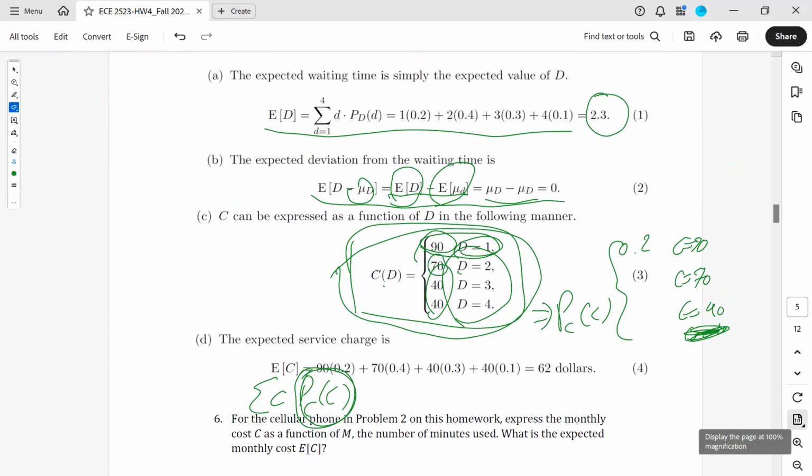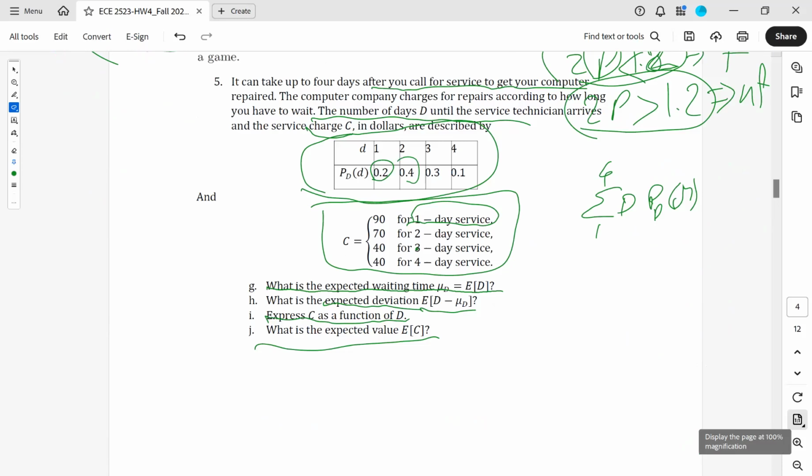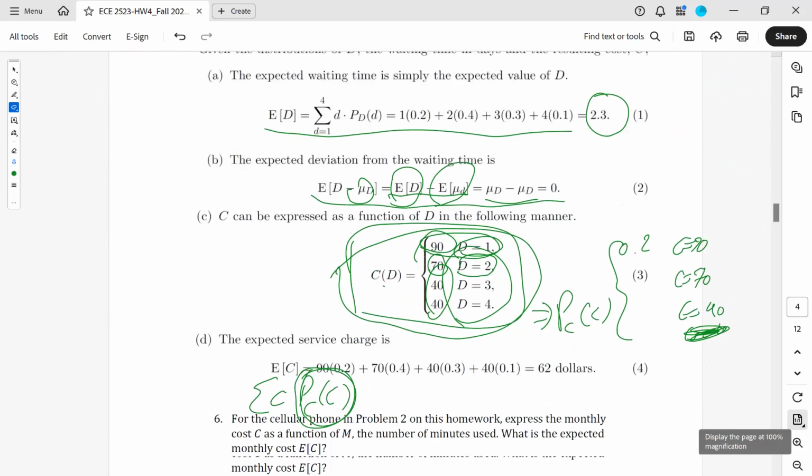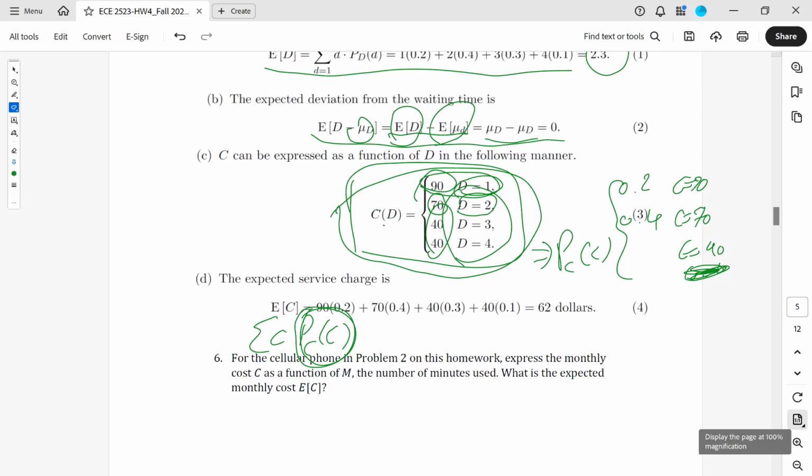For C equal to 70, D should be 2, correct? What is the probability of that? 0.4. Now you have two ways to calculate the probability of C. One way is to calculate, okay, what is the probability of C becoming equal to 40, which means either D is 3 or 4, which means the summation of the probabilities. So this one is 0.3 plus 0.1, which is 0.4. This is one way. Another way is that the summation of these three values should add up to 1. So you have the 2, you could calculate the third.